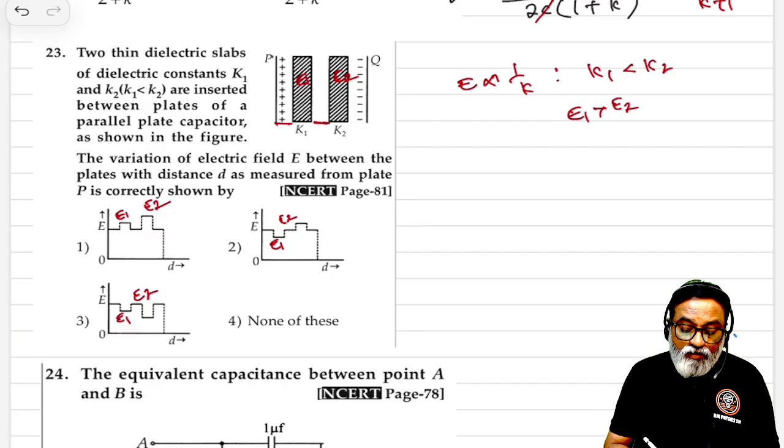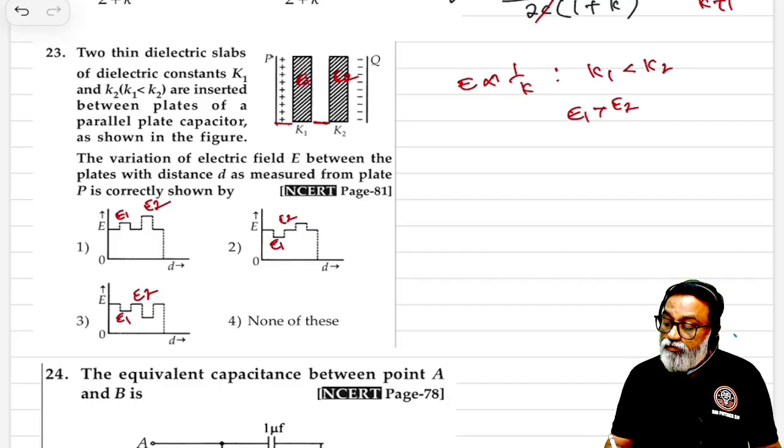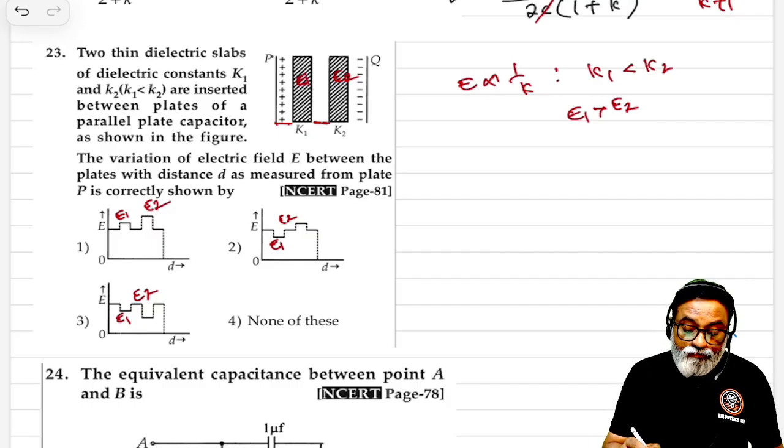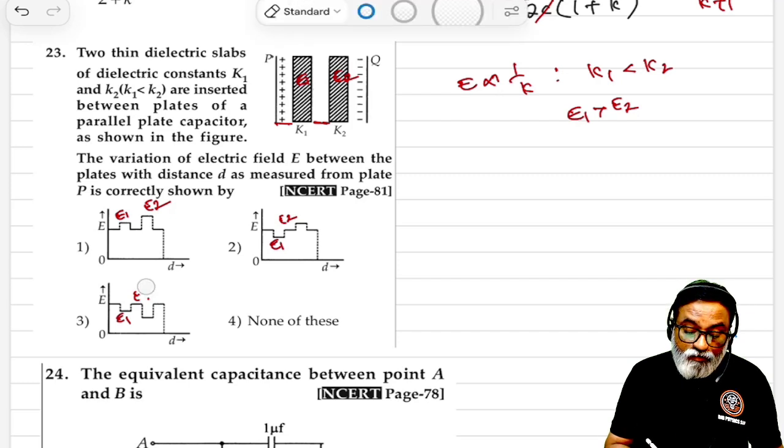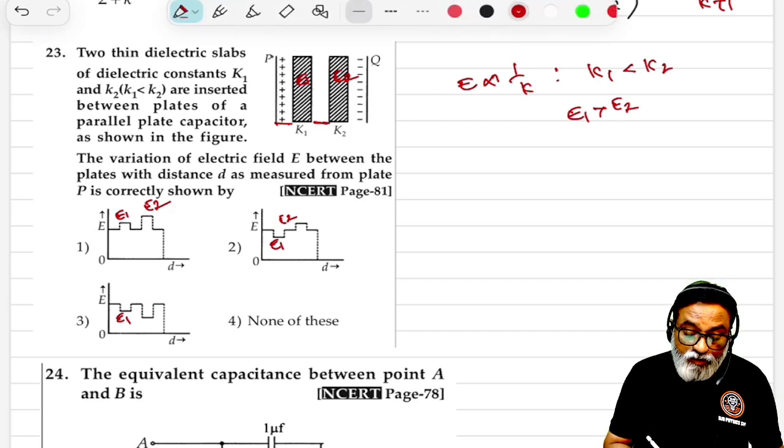Here E1, E2, sorry, this is E1, this one is E2. Why? Because in between K1 and K2 there is air, therefore uniform electric field. Therefore here E1 greater than E2, therefore answer 3 is correct.